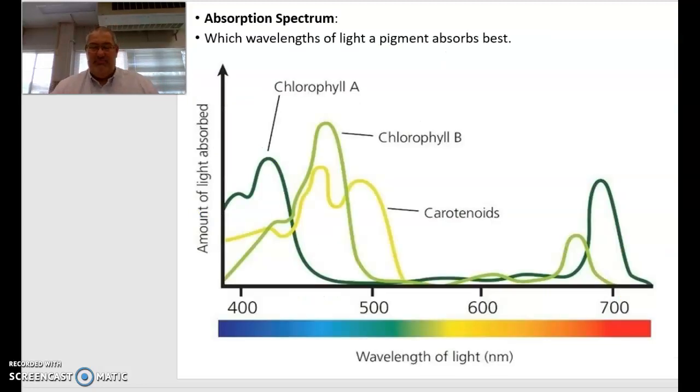When you chart or produce a chart that shows what wavelengths of light a pigment absorbs the best, you notice that the chlorophylls tend to absorb light from blue to purple, violet, and then in the orange and red areas. They are the two graphs that are in green. The graph that's in yellow is of the carotenoids, and you notice that they absorb light primarily from green, blue, and purple. So the absorption spectrum shows which wavelengths of light a pigment absorbs the best.